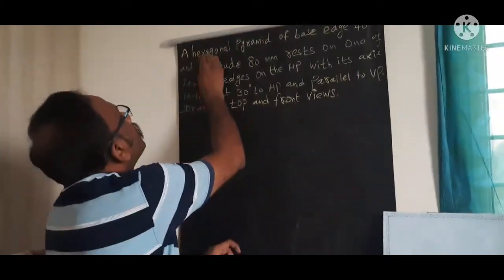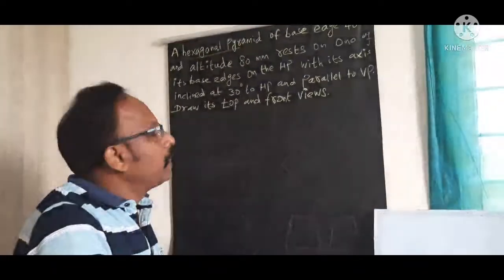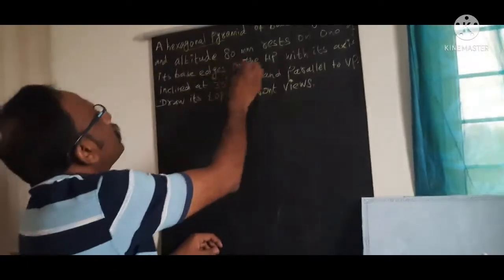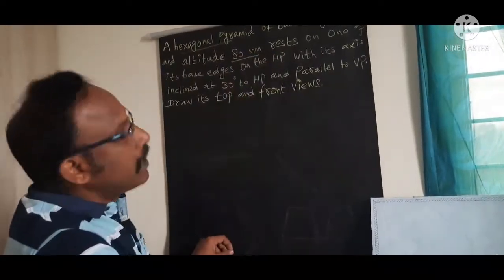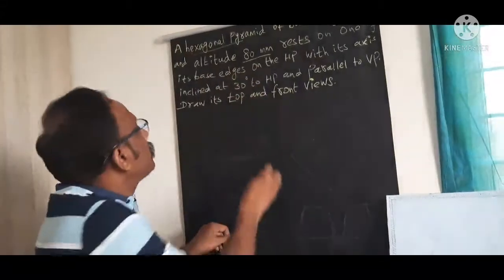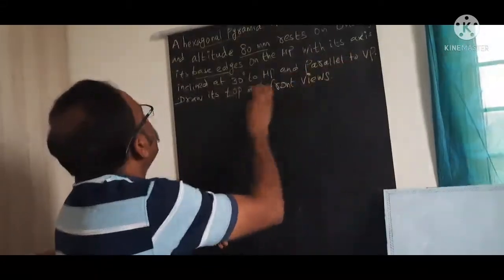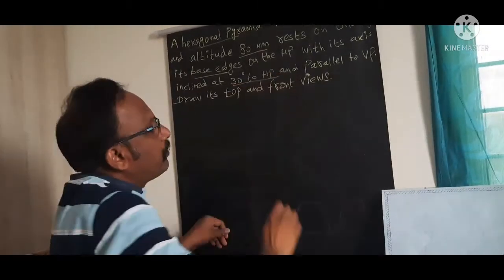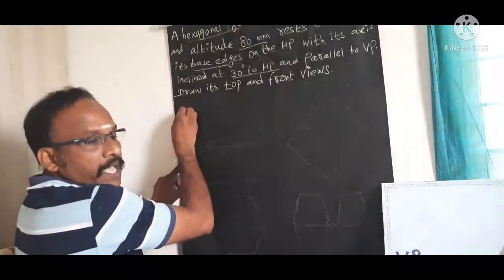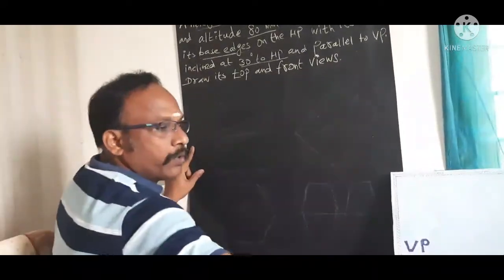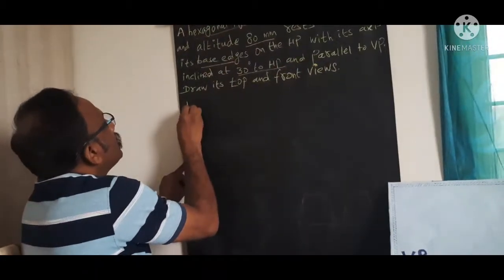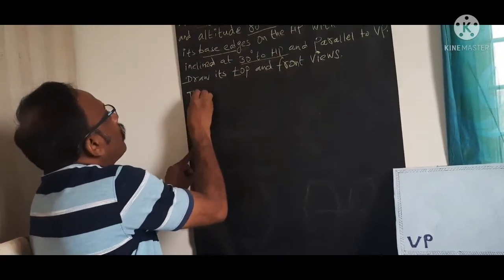So here the object is a hexagonal pyramid, the base edge is 40 mm and the altitude is 80 mm, that means height. It is resting on one of its base edges on HP with axis inclined at 30 degree. From this particular sentence we need to identify whether it is a type 1 problem or type 2. Now it is clearly mentioned 30 degree to HP axis. So it is a type 1 problem.